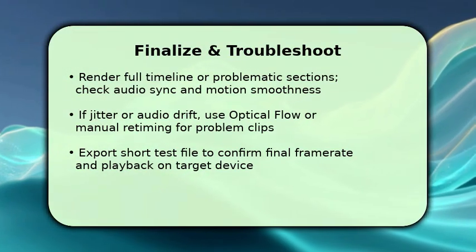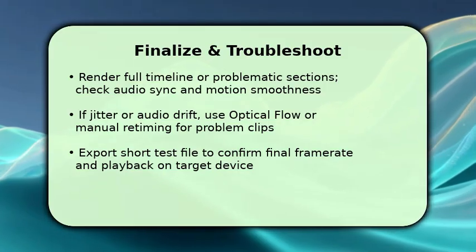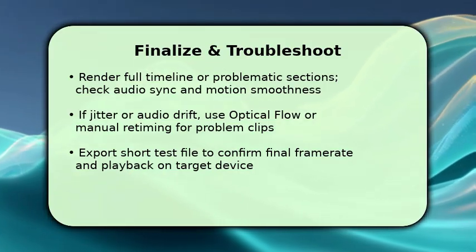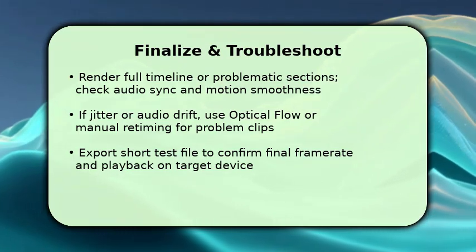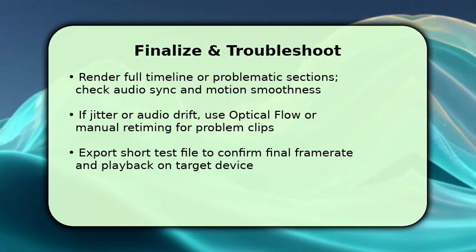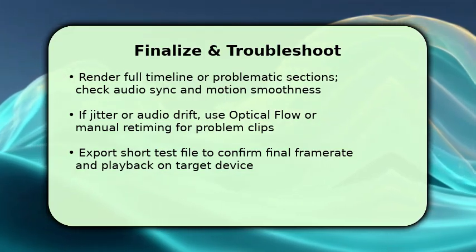If you see stuttering or mismatched motion, select Problem Clips and apply optical flow or manual retiming to smooth motion. This fixes mismatched frame interpolation. Make sure audio remains locked to events, nudge clips if needed.